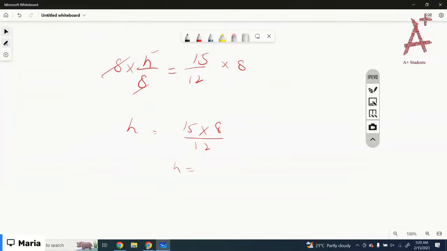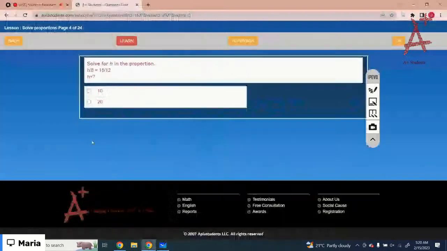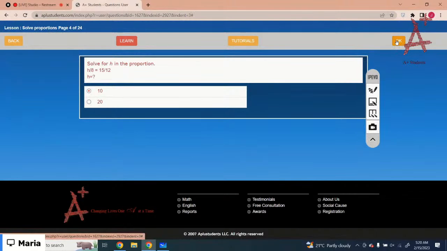So it would be 15 times 8 is 120, divided by 12 is 10. So the correct option is 10. Yes, it is 10. Very good. So check the correct option, then click on the OK button.